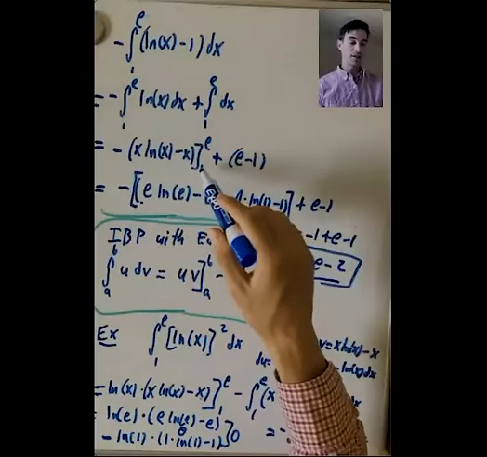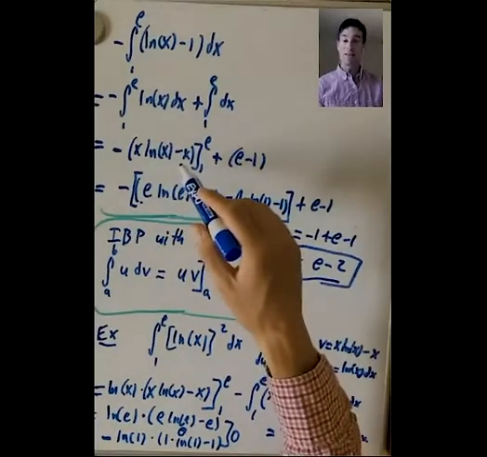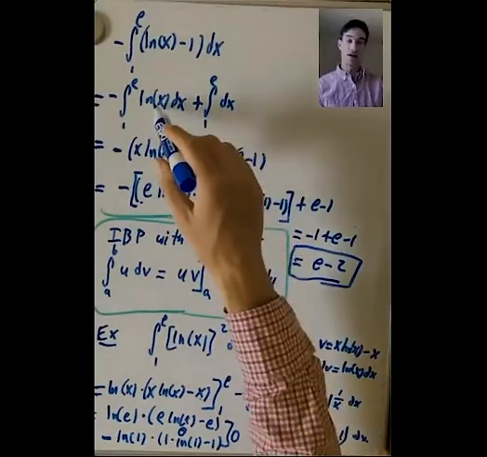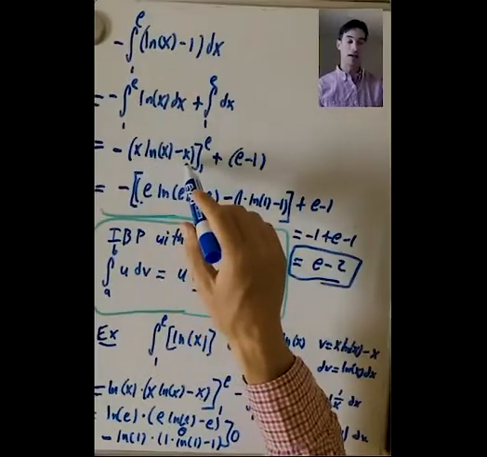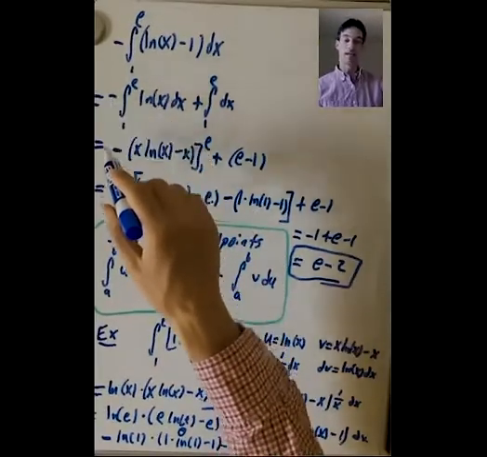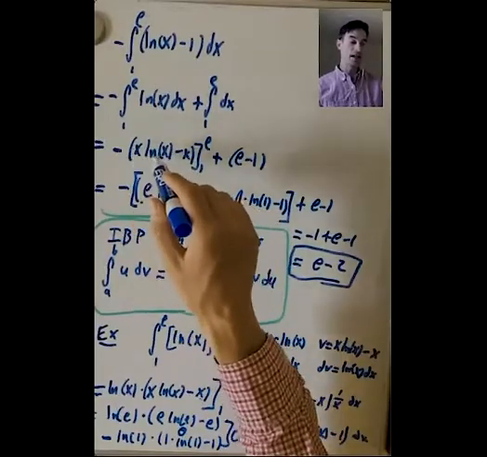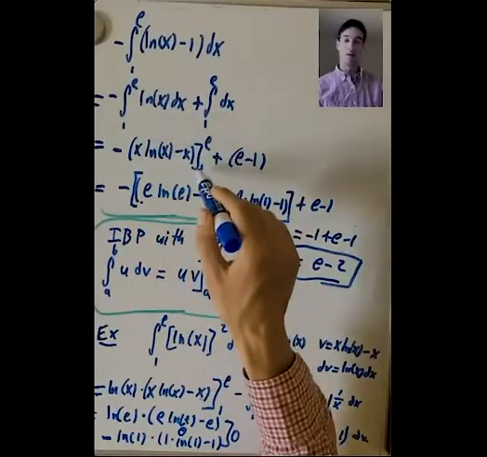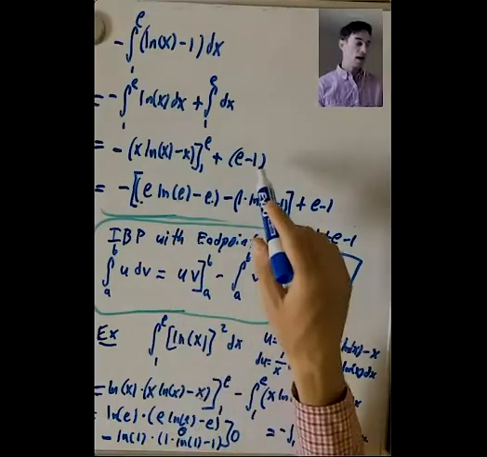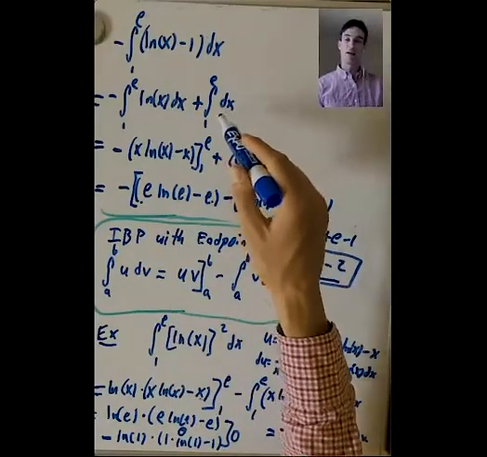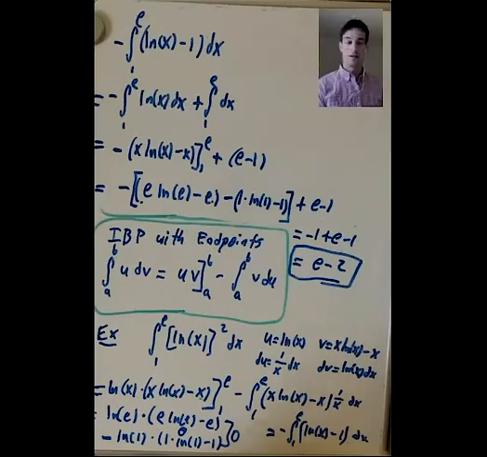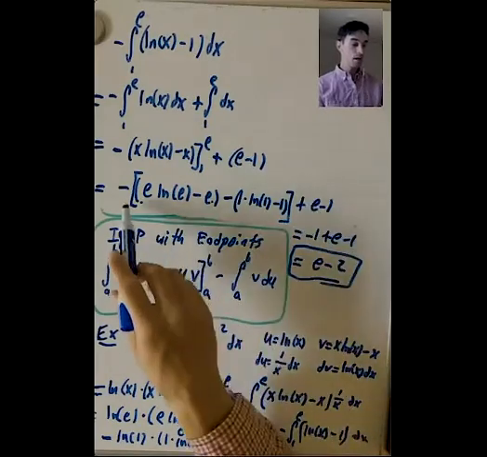This first integral, we know an antiderivative of the function natural log of x is x natural log of x minus x. So I'm going to keep this minus sign outside the whole thing and evaluate this function x natural log of x minus x at e and at 1 using FTC2. And then this second integral is the integral of a constant function. So we get c times b minus a, where c is 1 and b minus a is e minus 1.